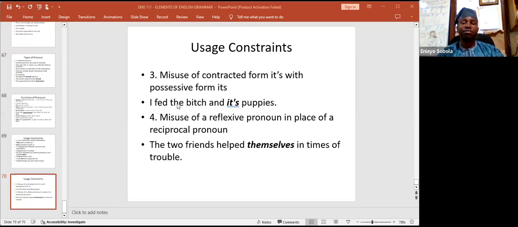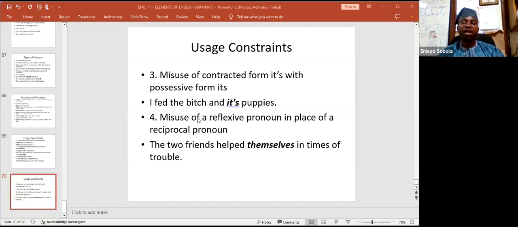For example, I fed the bitch and it's puppies. This here is not the right one. This means it is or it has. It's not the possessive pronoun. It should have been its without an apostrophe.